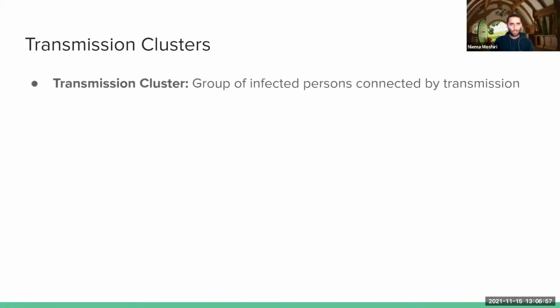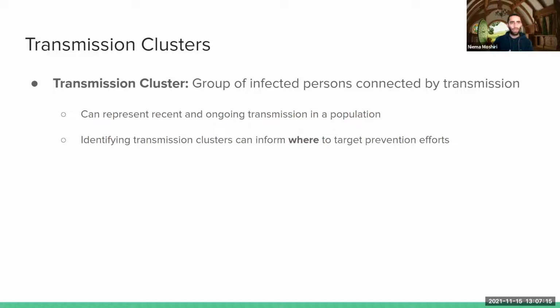A transmission cluster is a group of infected persons who are connected by transmission. It can represent recent and ongoing transmissions in a population. And basically, if we can identify transmission clusters, then those clusters can help inform where exactly we should target prevention efforts. So for example, with COVID-19, let's imagine that some areas are more heavily impacted. Maybe we can prioritize giving those places vaccines. That was a big issue early on in the pandemic.